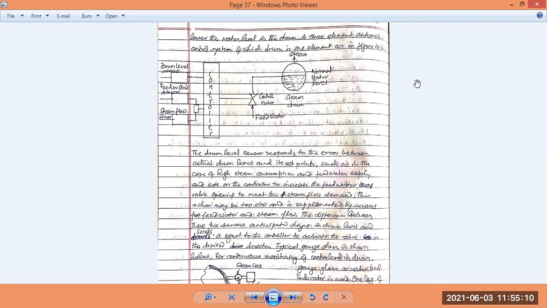A three-element automatic control system, of which drum level is one element, is shown in the figure here. This is the drum, the steam drum. This is the steam coming out. The water is being filled through a control valve, and feed water is being fed here. The natural drum water level is in the drum itself, and we are not showing the riser tubes here.